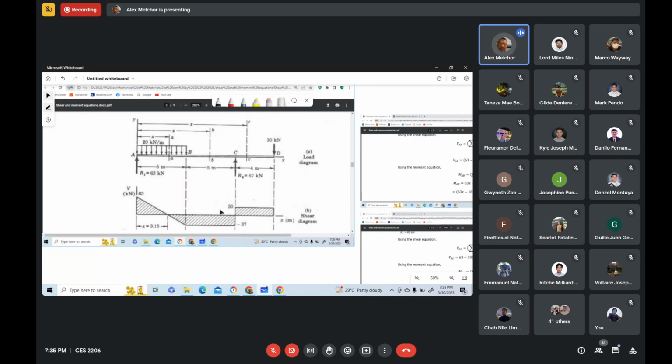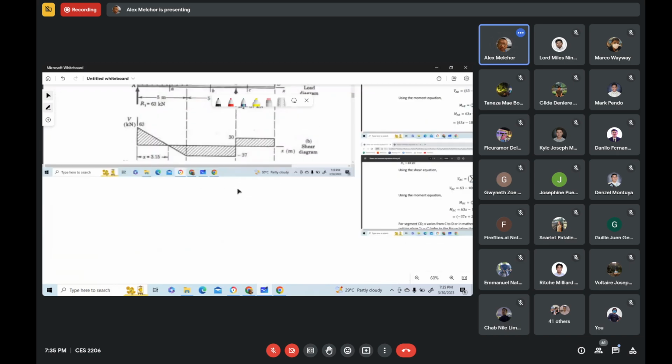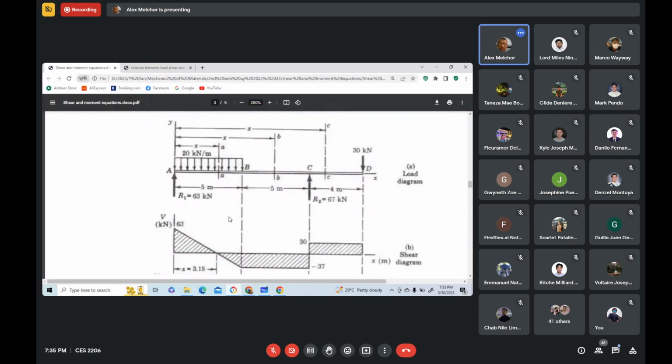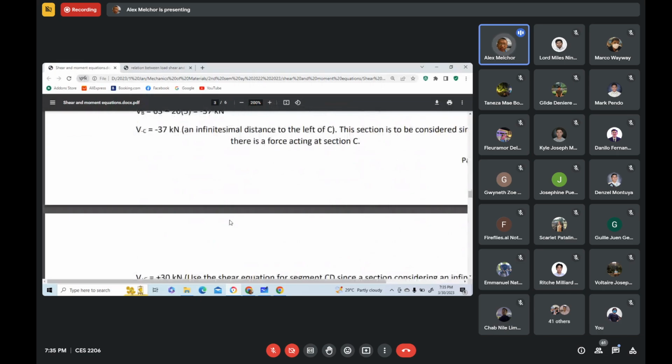Okay, so that is when we proceed to the relation between the load, the shear, and moment. So for now, this is about determining the values of the shear and moment at the sections where we have the change of loading condition. Okay, so we proceed to the moment diagram.